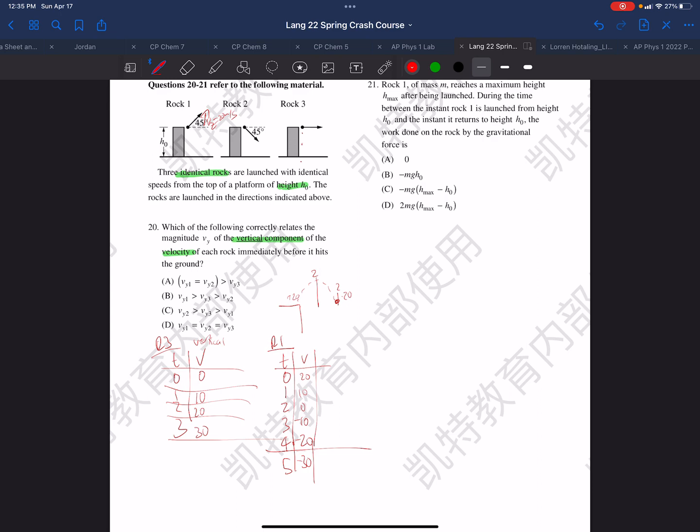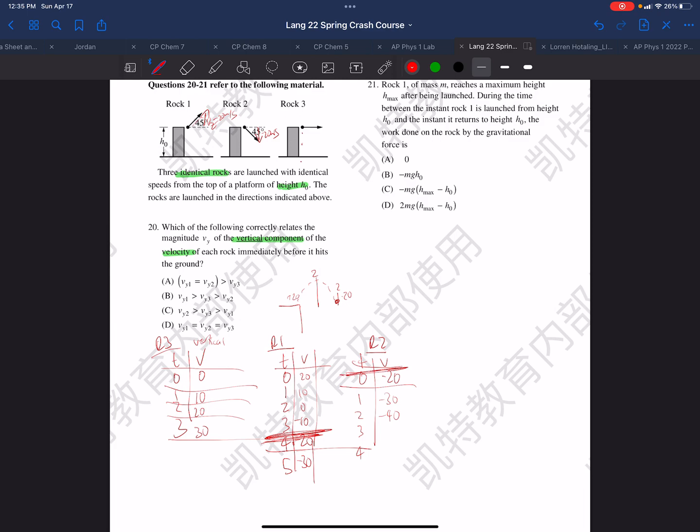Now, if you notice then, if you look at R2, since it's 45 degrees, if R1's vertical component is 20 meters per second, then R2's will be minus 20 meters per second. So its velocity is minus 20, minus 30, minus 40. So at the instant we reach 4 seconds, it's the same as this.